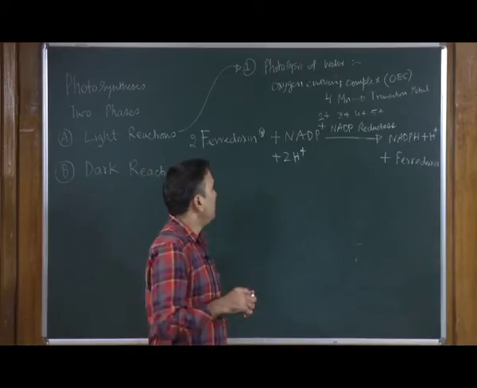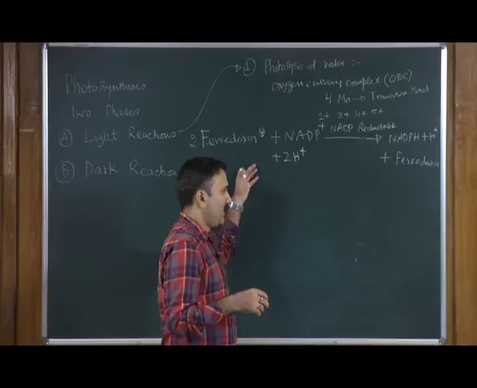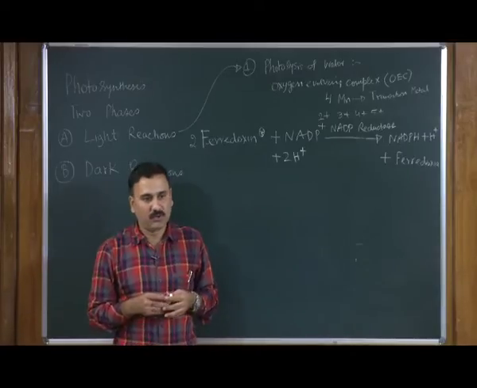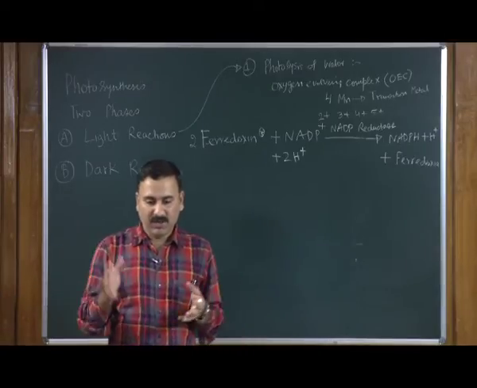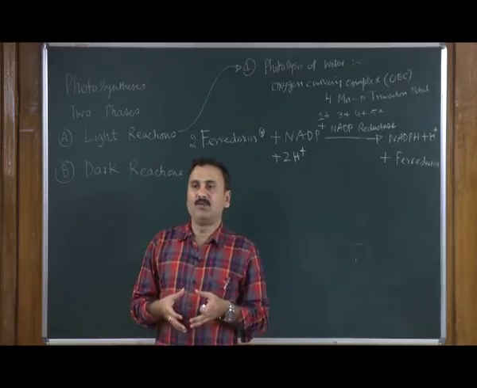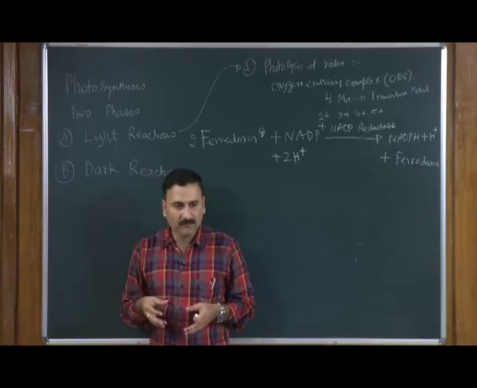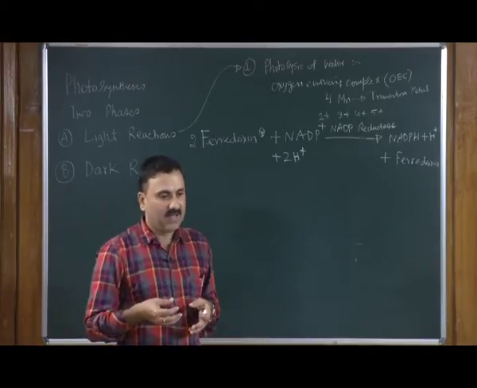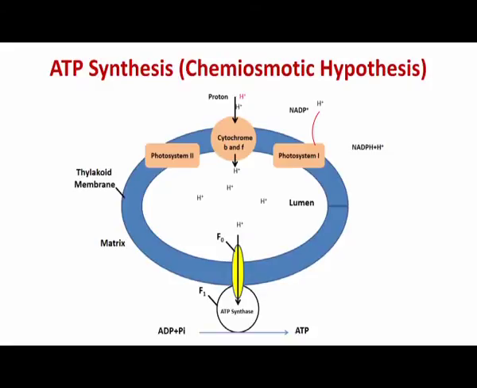Apart from the NADPH, ATP is also produced, and ATP is produced by an enzyme complex known as the ATP synthase. As you can see on the given slide, that explains the production of ATP. The production of ATP is explained by a hypothesis given by Peter Mitchell, and this hypothesis is known as the chemiosmotic hypothesis.